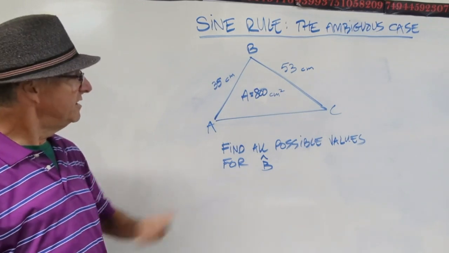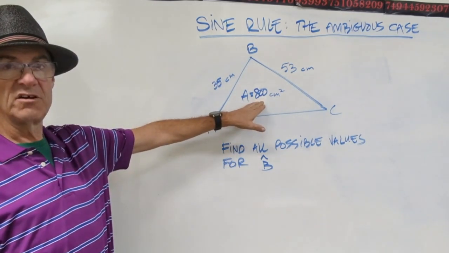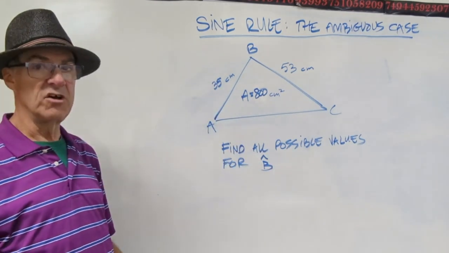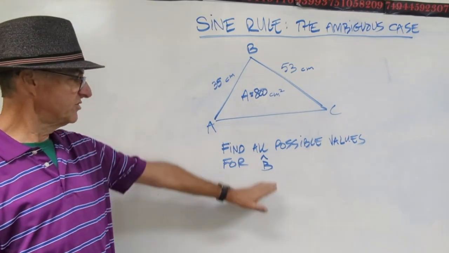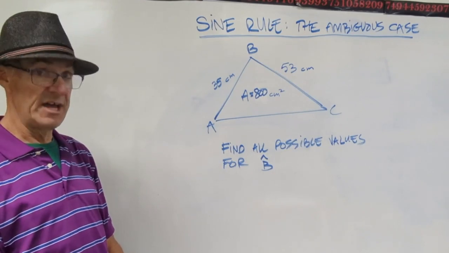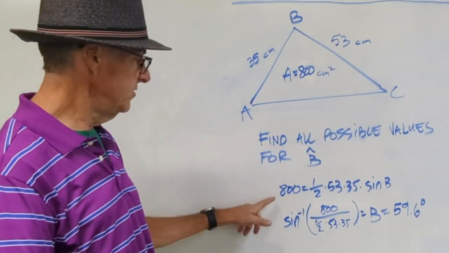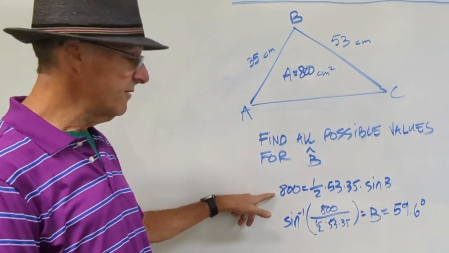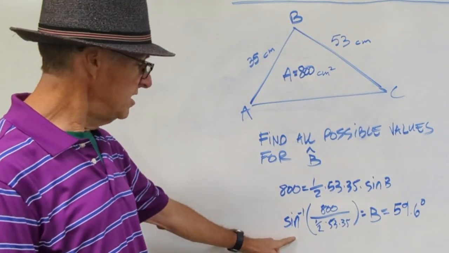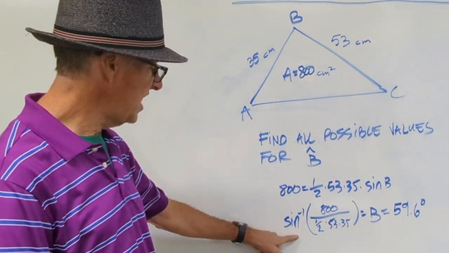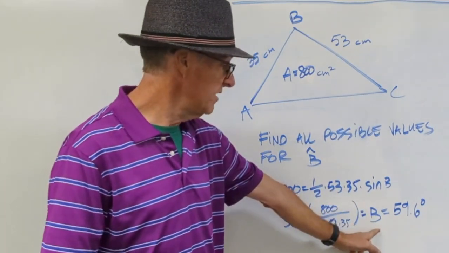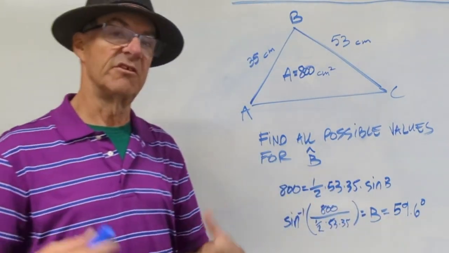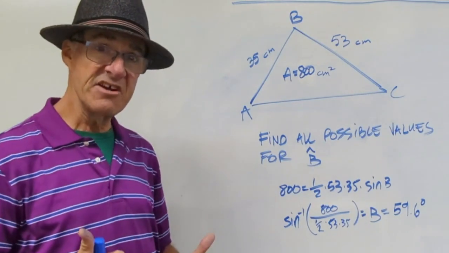So given that we have the area of this triangle and we're asked to find an angle, you should know that you need to use the triangle area formula to answer this question. So go ahead and pause the video and do that. All right, so here's my plug-in step with the triangle area formula. I rearranged it all in one step so that I could take the inverse sine of the rearrangement here, and I get that angle B is 59.6 degrees. So woohoo, I got my angle.